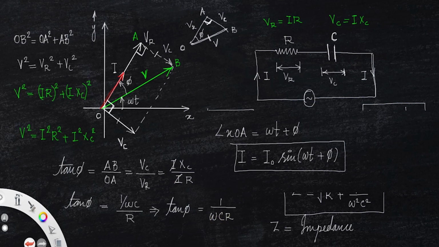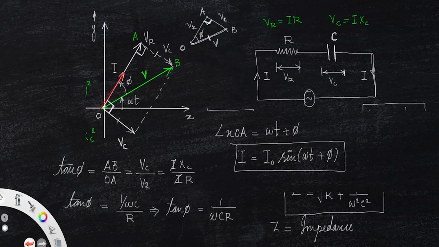Or in other words, phi is equal to, taking this tan to the right, tan inverse of 1 by omega C R. Clear? So, this is the value of the phase angle.